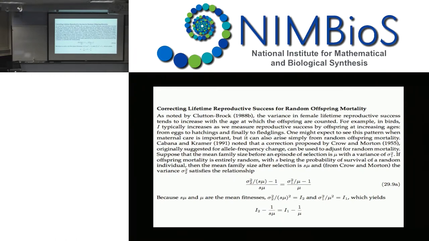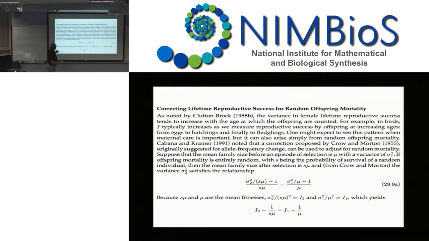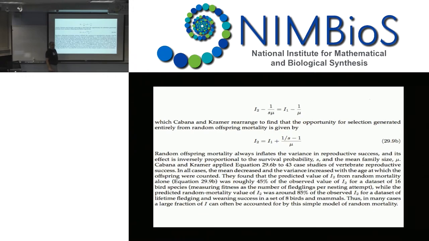So if I simply have offspring that die at random, independent of their trait values, it's going to inflate the opportunity for selection, and you can make a correction here for what that should be. Basically, this correction allows you to say that if you measure individuals, let's say at fledgling, and then after that there's loss of individuals, but it's entirely random, then the opportunity for selection when you measure it at the next stage is a function of the survivorship, and S is the chance they survive. So if the survival is very high, the opportunities don't change much. If the survival is low, the opportunities can change dramatically. And mu is basically the mean family size. So if the mean family size is small and the survivorship is low, random mortality will inflate the opportunity for selection from one episode to the next.